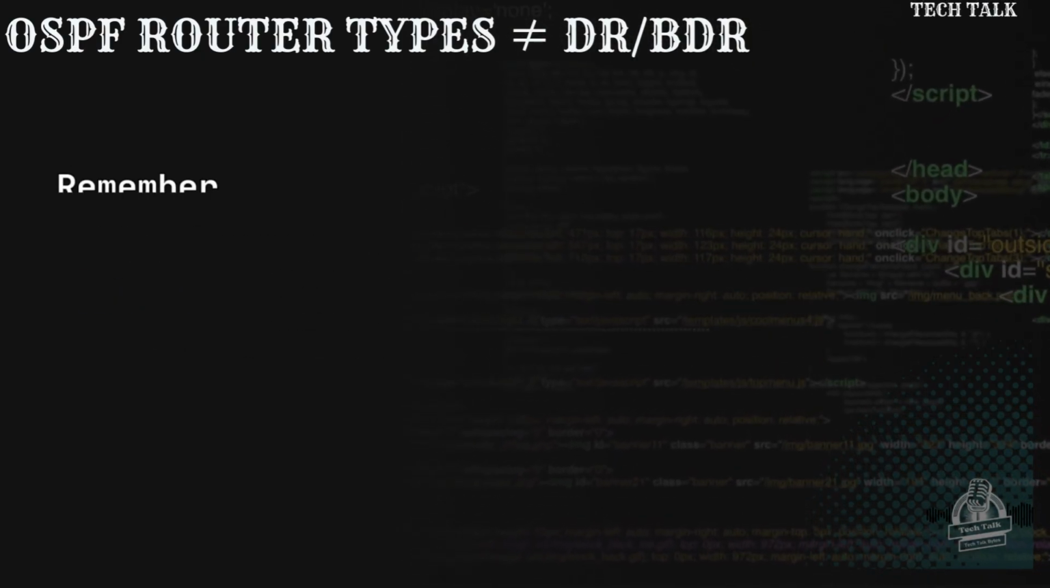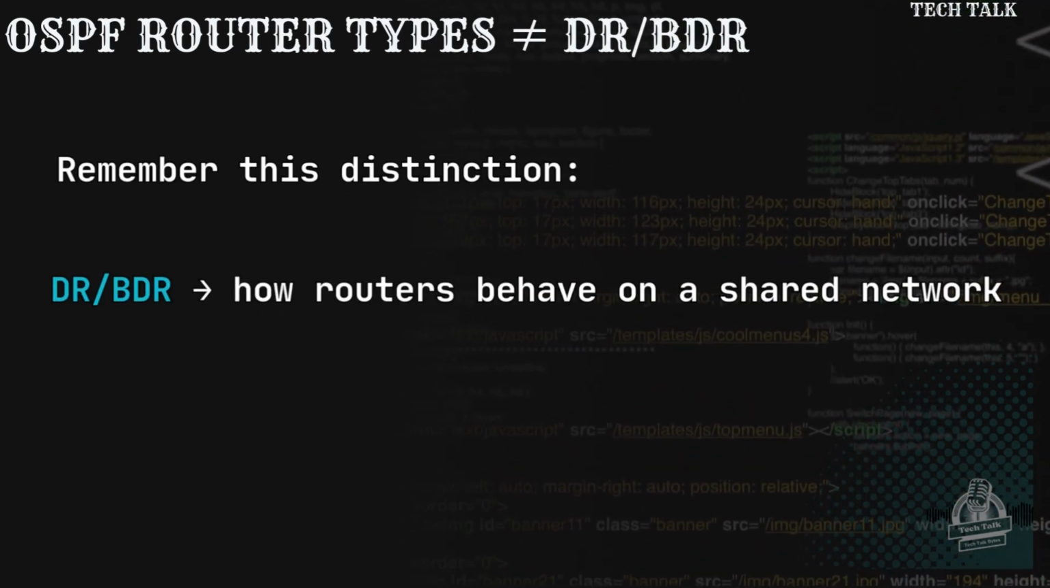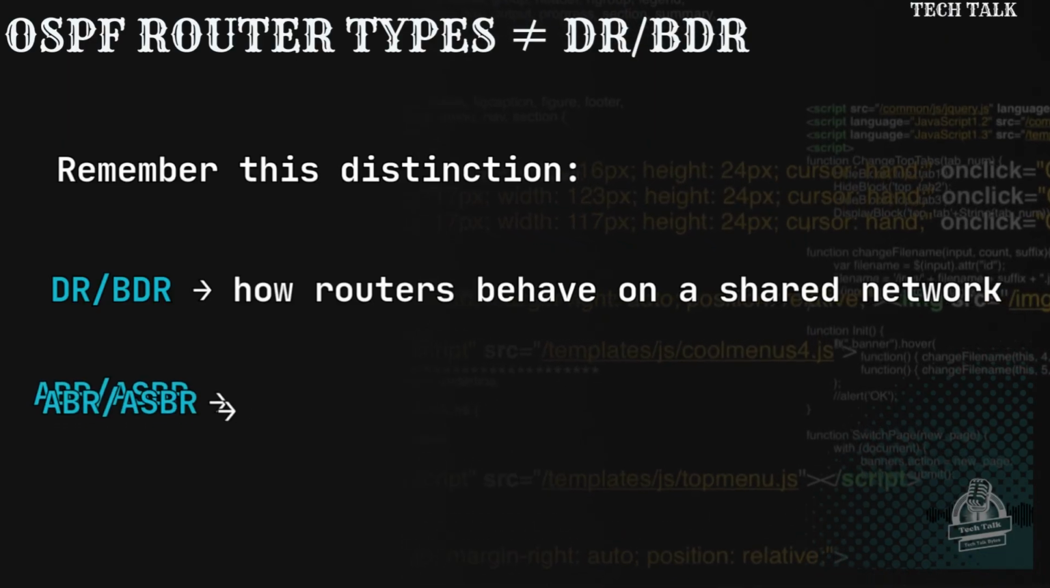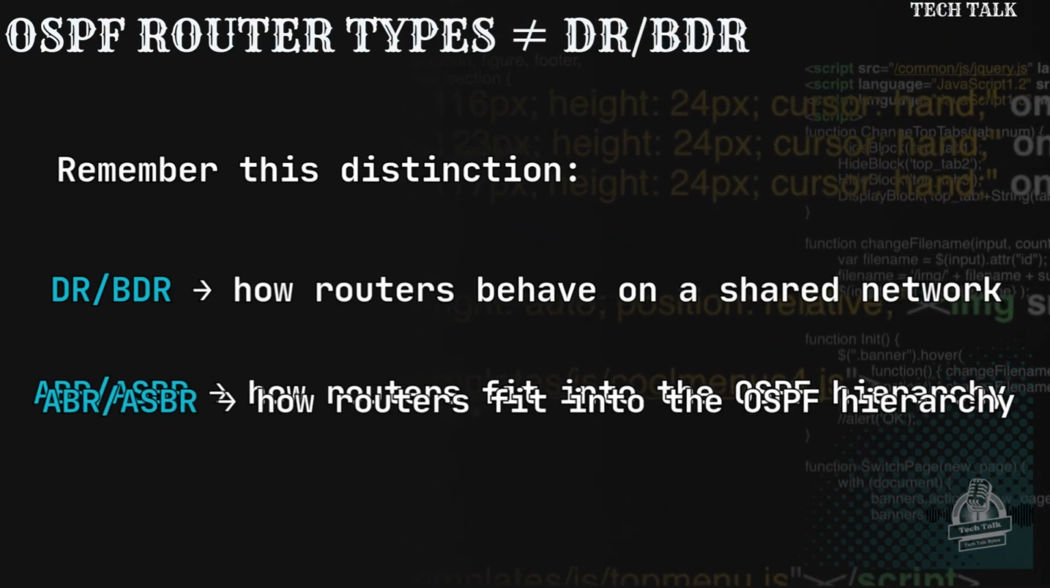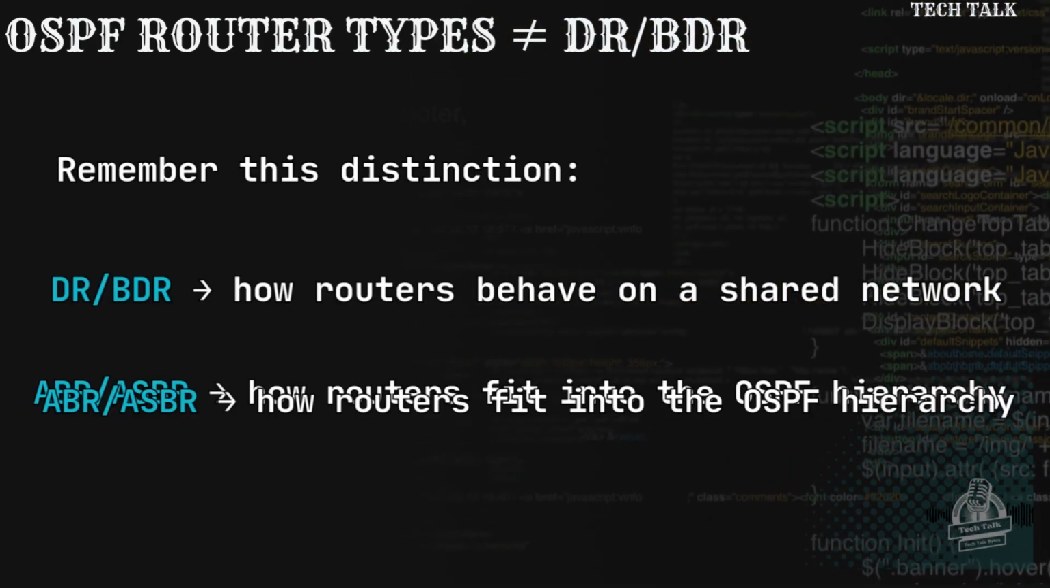Remember this distinction. DR, BDR are how routers behave on a shared network. ABR, ASBR, how routers fit into the OSPF hierarchy. Cisco loves testing that difference.